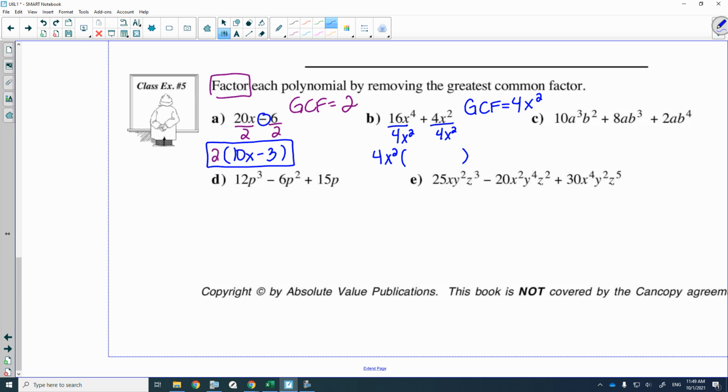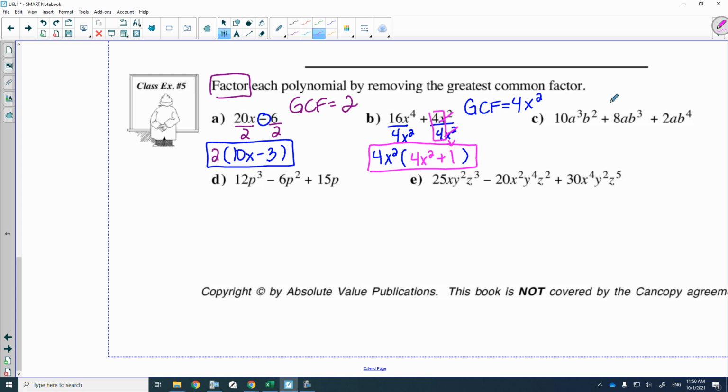Jaden, what are you writing for the answer? Yes, perfect. 4x squared is the GCF, bracket, 4x squared plus 1. Because remember, x squared and x squared cancel, but 4 divided by 4 is 1. You have 2 factors. If I ever asked what the 2 factors are, it's 4x squared and 4x squared plus 1.